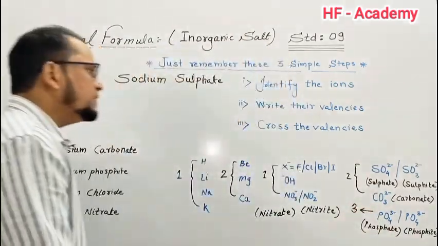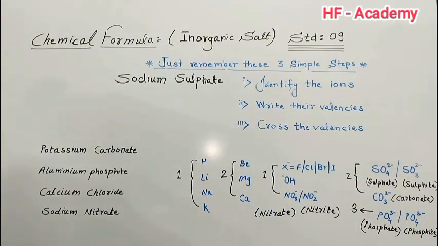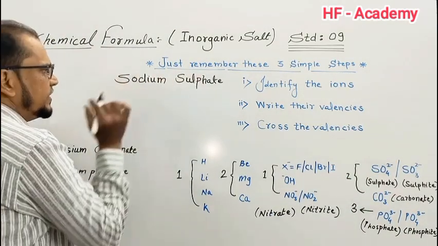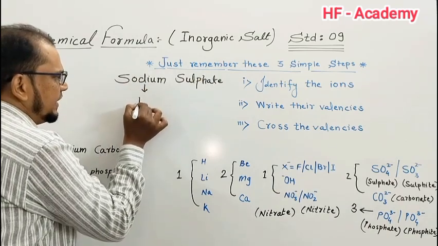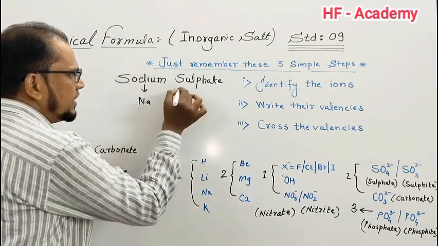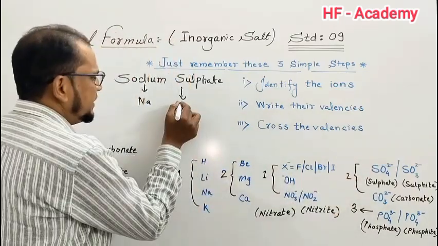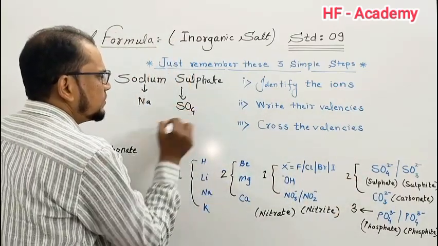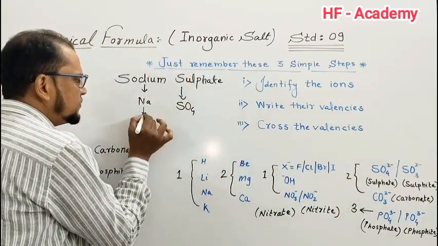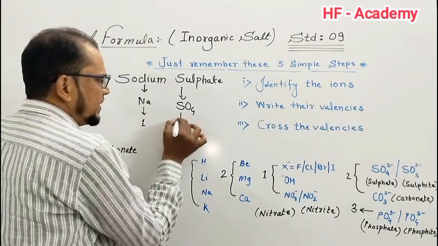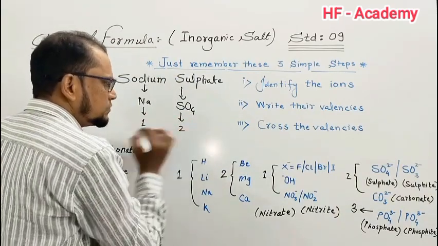Okay, so let's say we are going to derive here the chemical formula of sodium sulfate. So what is the symbol of sodium? Na. Okay, here the sulfate. What is the sulfate? SO4. Okay, so right here SO4. Now we know that the valency of sodium is 1, while the valency of sulfate is 2.